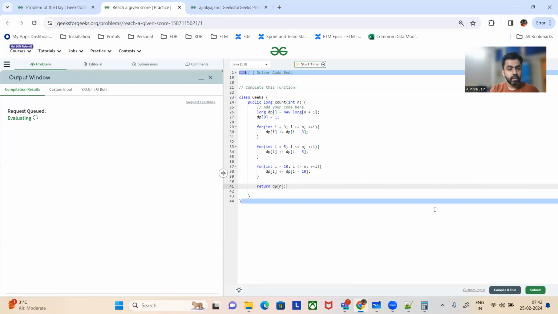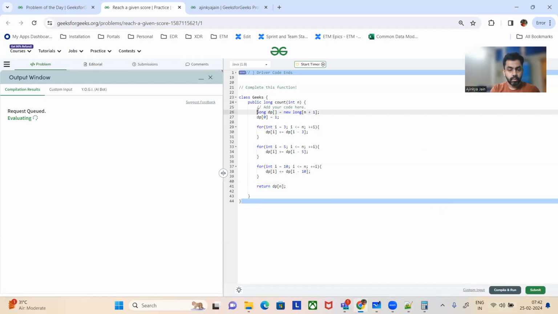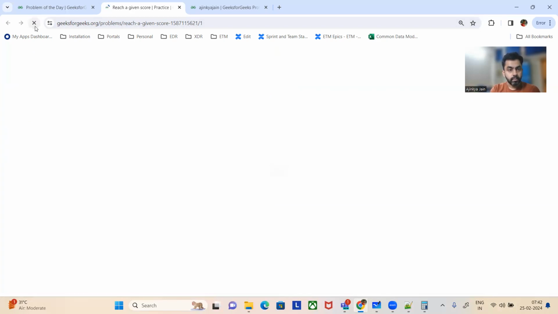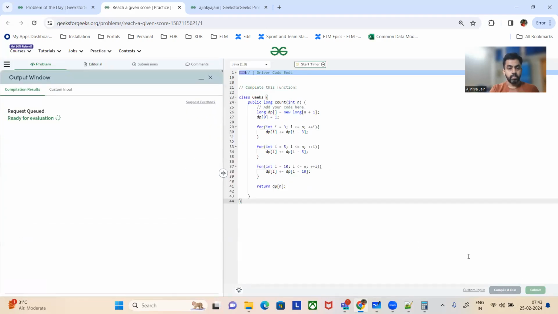It's taking a lot of time. I don't know why it's taking a lot of time. Let's try one more time. Okay, I think it's running.